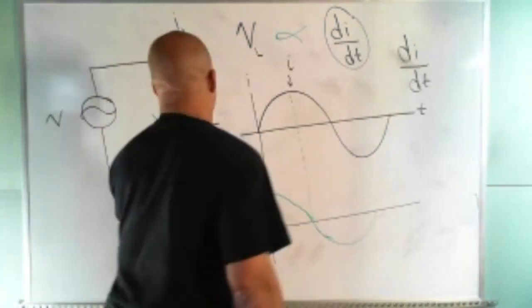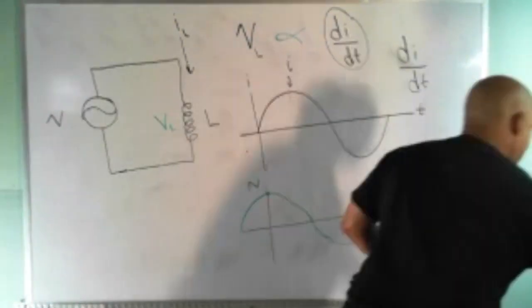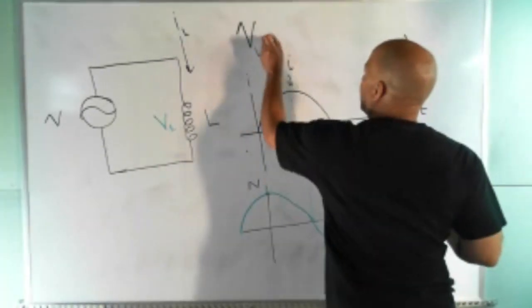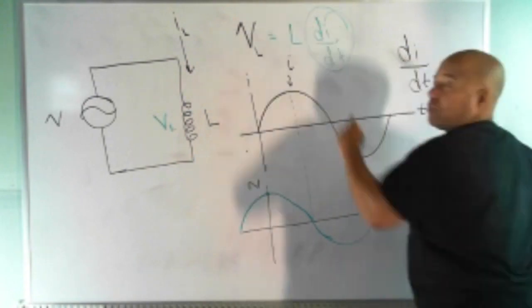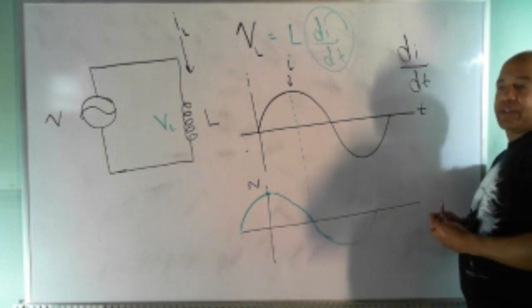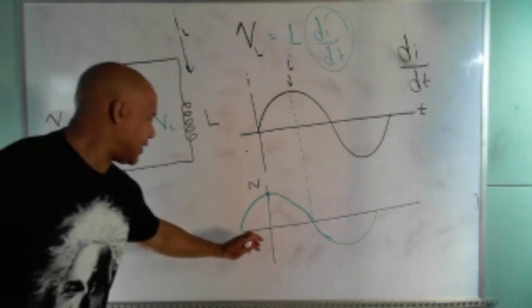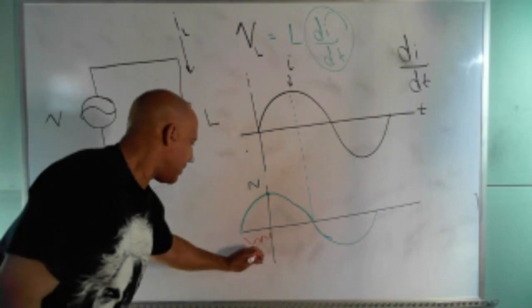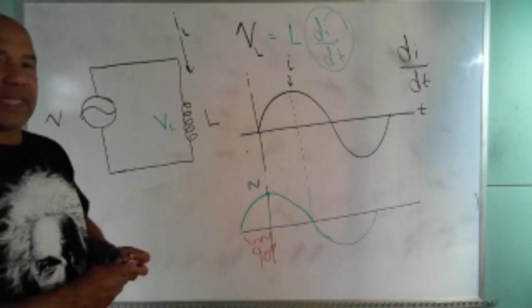If I have the inductor, and the inductor behaves like this equation says, the voltage is L di dt, then since this voltage is related to a derivative, this is how the voltage waveform is going to look. And you can see that they're not in phase. Matter of fact, if you look at it close enough, look at this. This angle right here is 90 degrees.